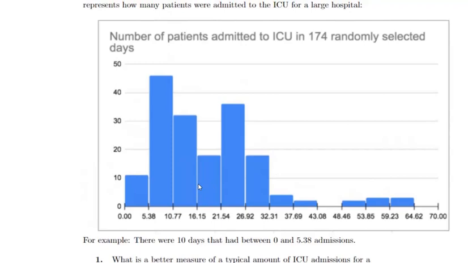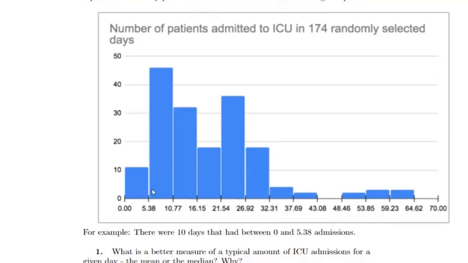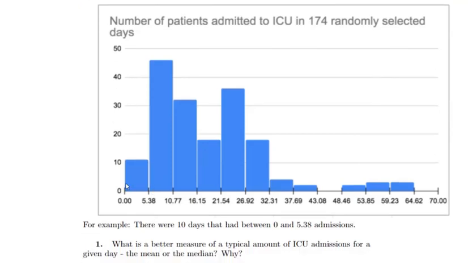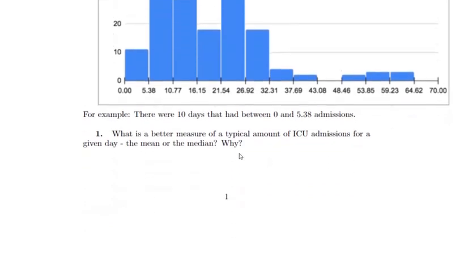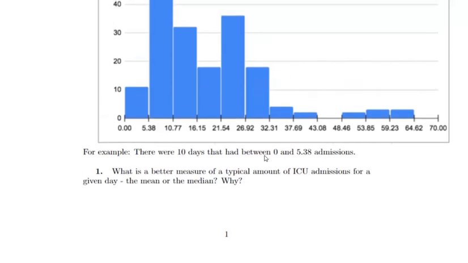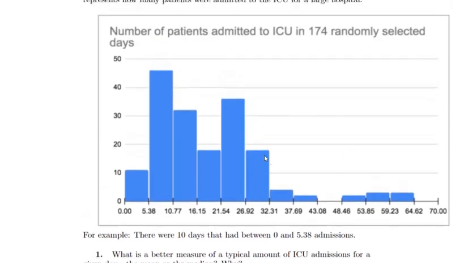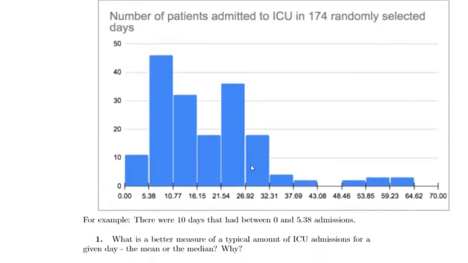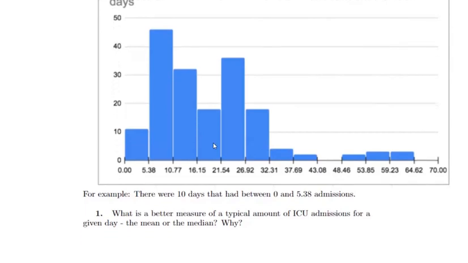And data sets where there's a natural lower limit but no upper limit, those are often skewed. Like this one, you can't have less than 0 patients, but you can have 100 patients in the ICU. So what's a better measure of a typical amount of ICU patients, the mean or the median? So using what we've studied in our textbook in Newton, decide which is the better measurement, the mean or the median.